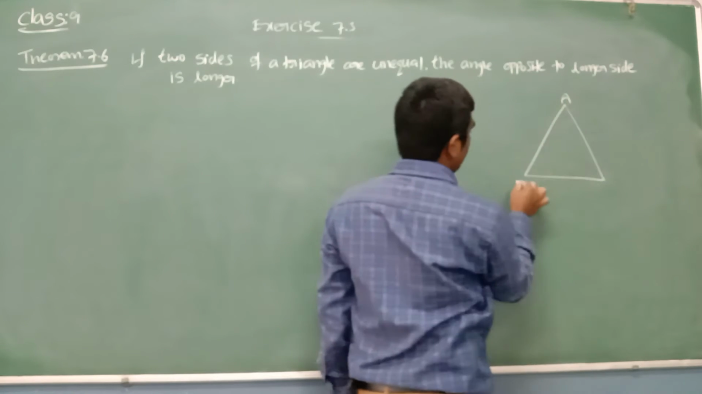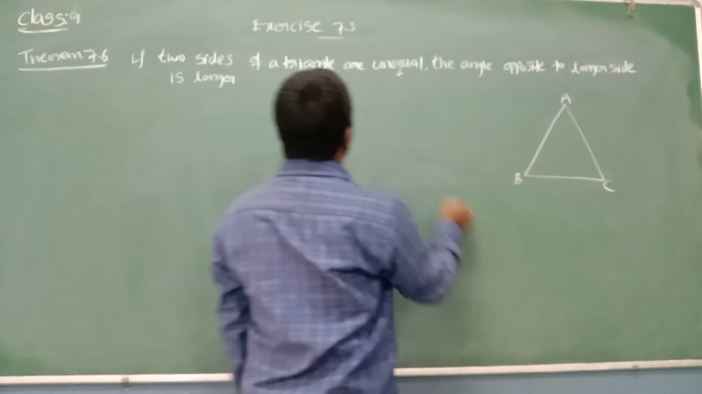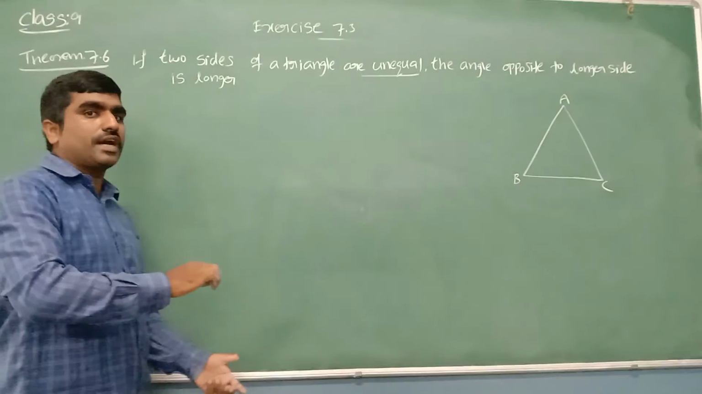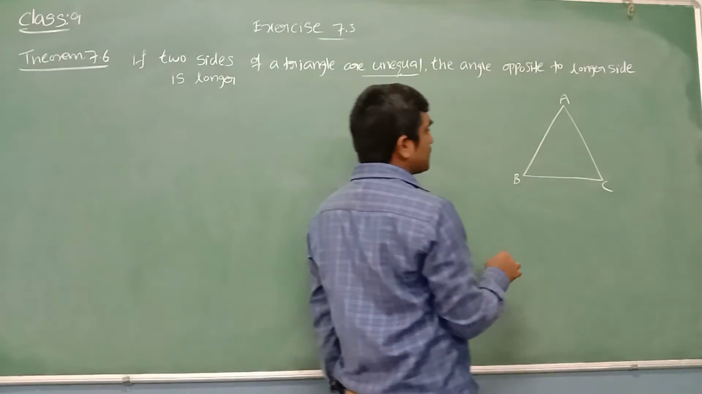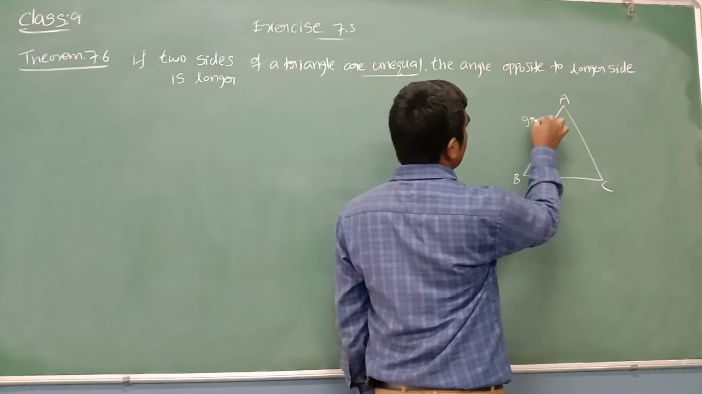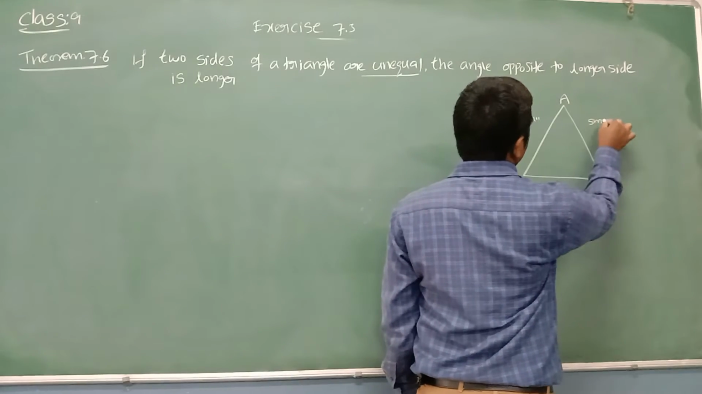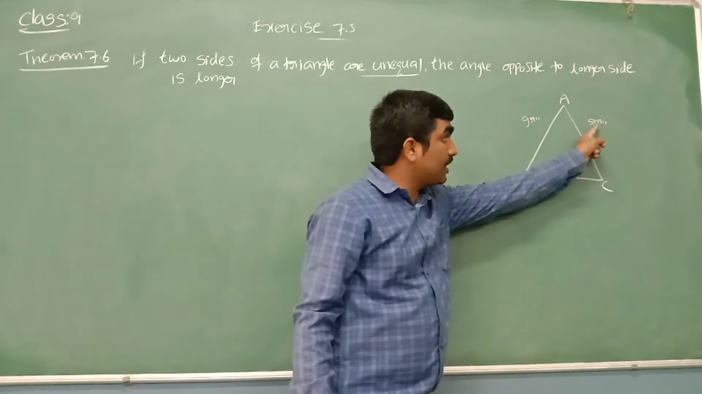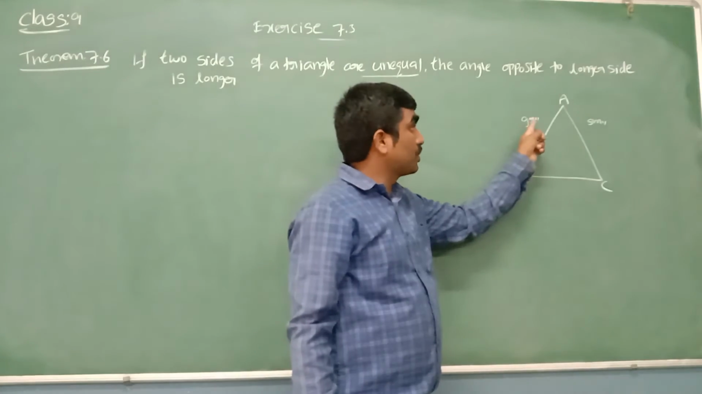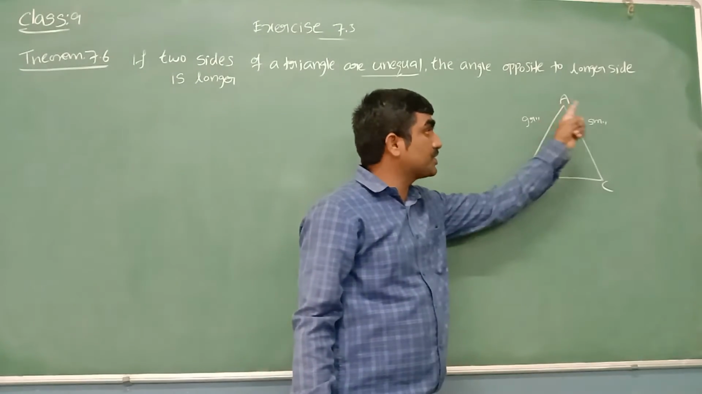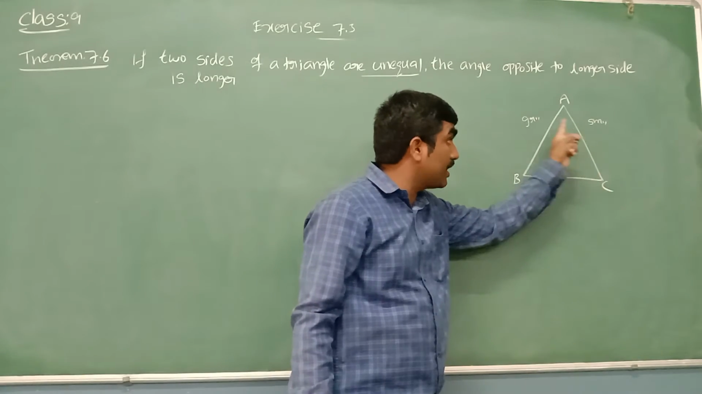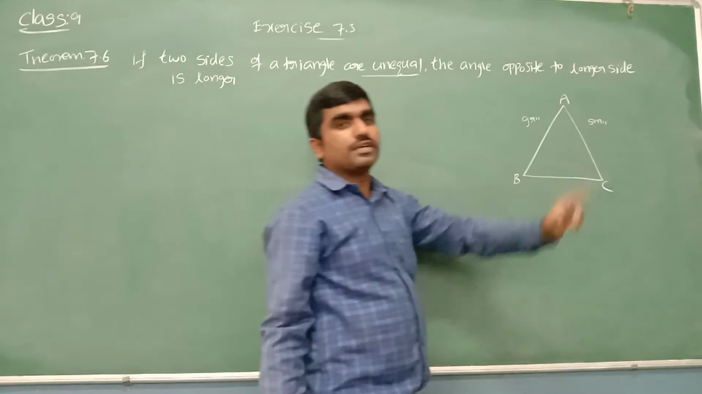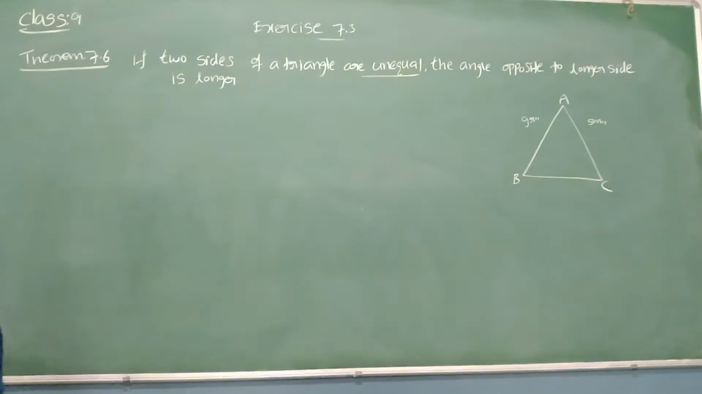So name it ABC. In that triangle ABC, he said two sides are unequal. Unequal means one is greater, one is smaller. We don't know which one is greater, so let me take AB as the greater one and AC as the smaller one. The angle opposite the greater side is angle C. The angle opposite the smaller side is angle B. The angle which is opposite of the greater side is the greater angle, and the angle opposite of the smaller side is the smaller angle. That is the condition which we have to prove.